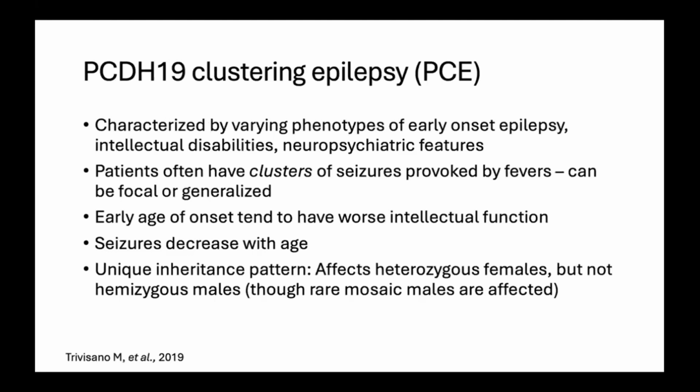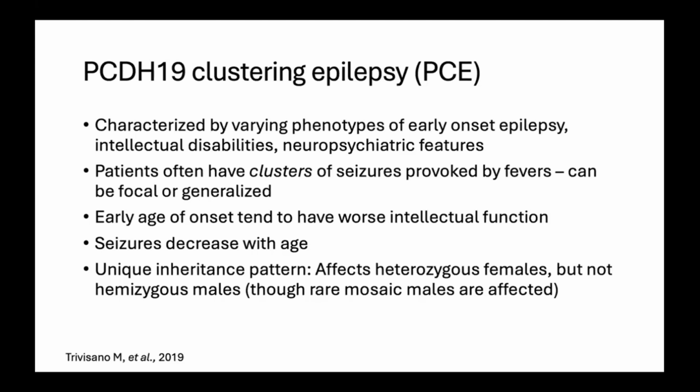So in our case, we wanted to look at this more in PCDH19. As we reviewed already with Dr. Umemori, you know a lot about PCDH19-Clustering Epilepsy, and we know that it's characterized by very varying phenotypes of early onset epilepsy, intellectual disabilities, and neuropsychiatric features. And I think the more we're learning about PCDH19, the wider the phenotypic spectrum is becoming. Patients also often have clusters of seizures that are provoked by fevers. They can be focal or generalized, and the age of onset is quite early. Those who have an earlier age of onset tend to have worse intellectual function, though none of this is 100%. Over time, seizures often decrease with age.